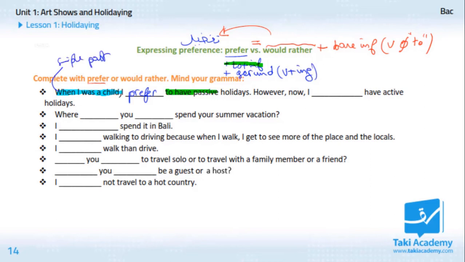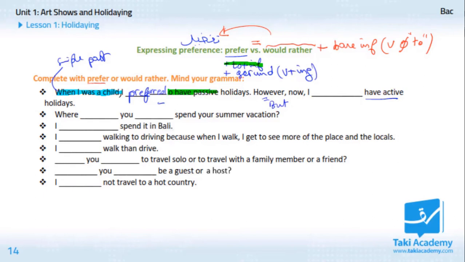When I was little. I'm no longer a child, I've grown up. I should add another R and ED of the past. So, when I was a child, I preferred, this is the simple past of the verb prefer, to have passive holidays. And we talked about passive holidays and active holidays, okay? However, which means but, now I have active holidays.